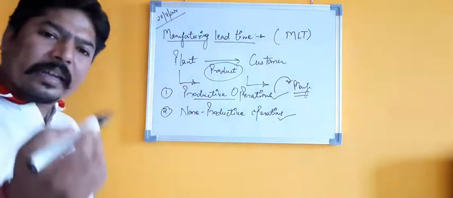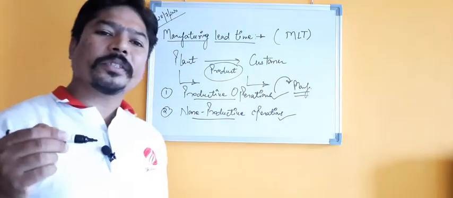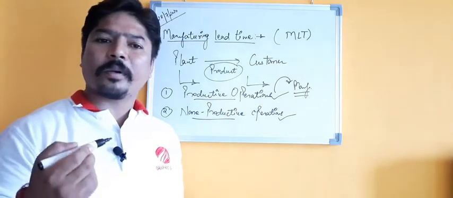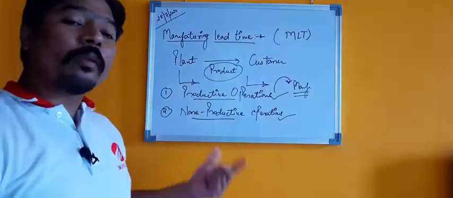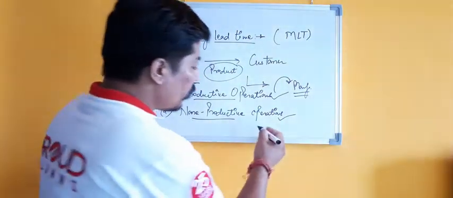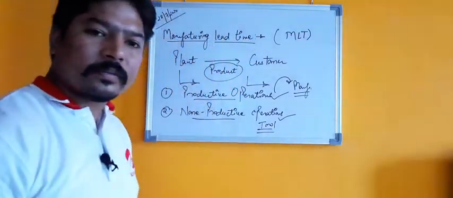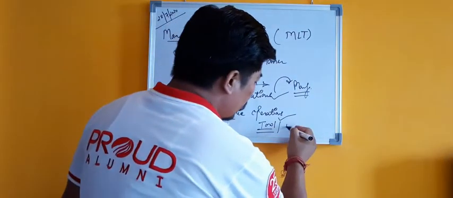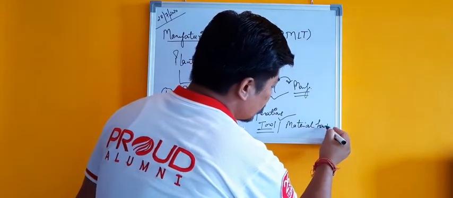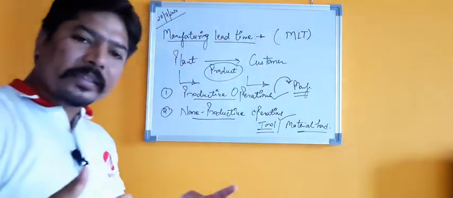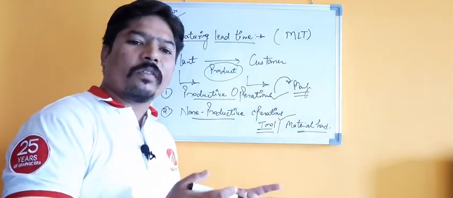Okay, there are also some non-productive operations, but at the same time these operations are very necessary and very important from the point of view of that particular part or component. What are the non-productive operations? They are like tool change operations, material handling operations, packaging operations, and distribution of a component from one shop floor to another shop floor.